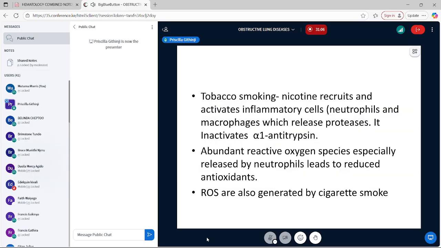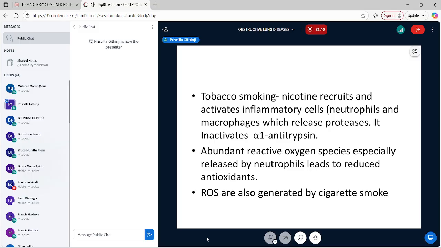The other risk factor we've said is tobacco smoking. Nicotine that is found in tobacco usually recruits and activates inflammatory cells, especially your neutrophils and macrophages, and this will release proteases. Sometimes this nicotine can also inactivate your alpha-1 antitrypsin so that you do not have an inhibitor to the proteases that are being released from your neutrophils and macrophages.